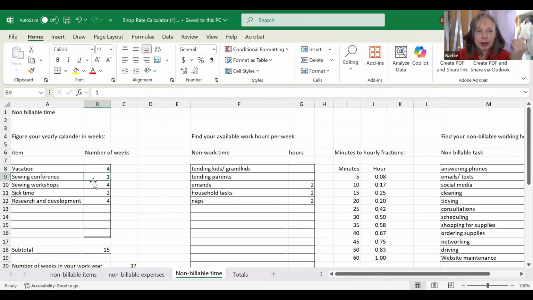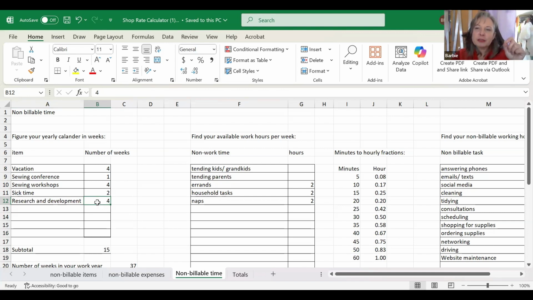I tend to spend about a week at conference. I go on workshops and I also like to take workshops where I can. I'm gonna allow 4 weeks for sewing workshops. Sick time, 2 weeks. You never know. Okay. Research and development. I put in 4 weeks.